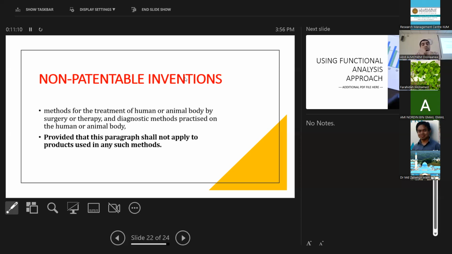Method for treatment or diagnostic cannot, but the kit used for diagnosis can. For example, the method for diagnosing COVID using PCR, taking the sequence of the RNA, finding the primers and so on, this cannot be patented. But the product, the kit for using, can, even though they follow the sequence, the process, but it's a product. Okay, any question about non-patentable inventions? This one applies in Malaysia. This is from the Patent Act in Malaysia, but other countries you may find significantly different criteria.